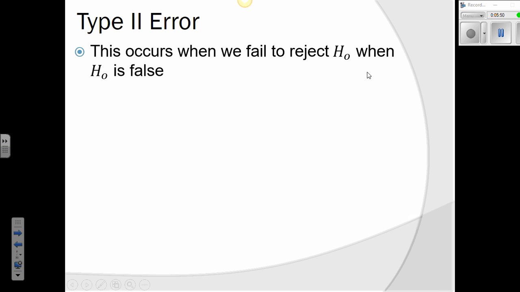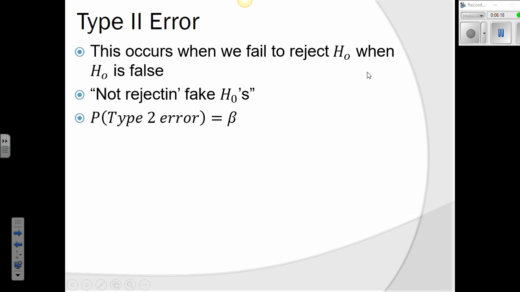Does that make sense? I refer to this as not rejecting fake H0s. Your H0 is false, and you didn't reject it, so not rejecting fake H0s. And remember, when I talk about an H0, it's a null hypothesis, not rejecting fake null hypotheses, right? H naught.